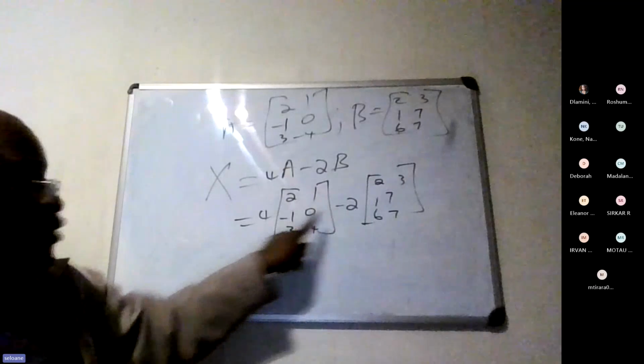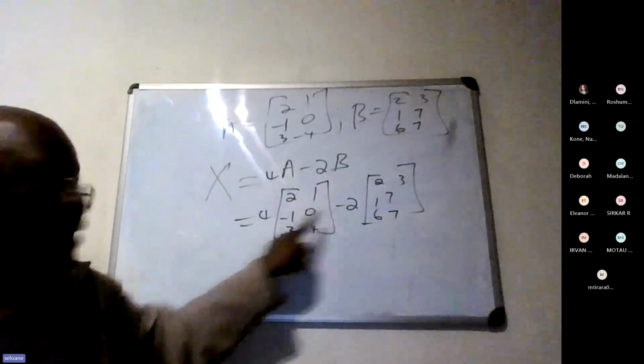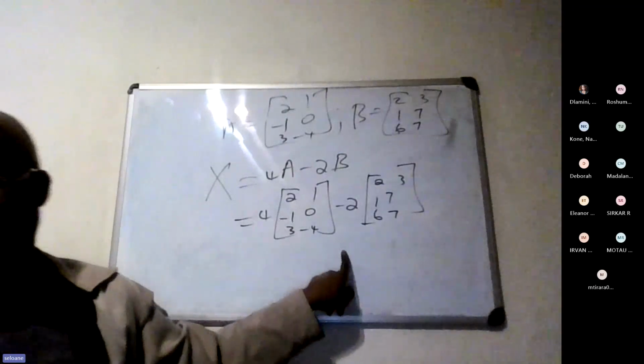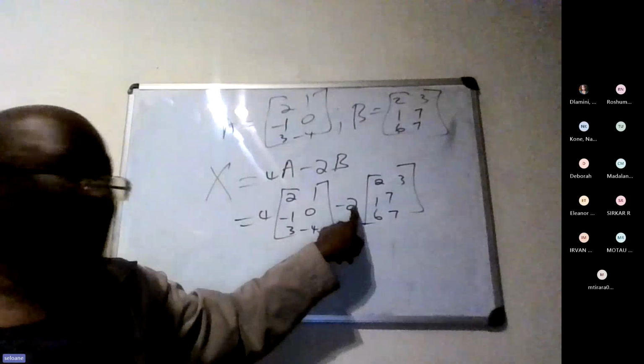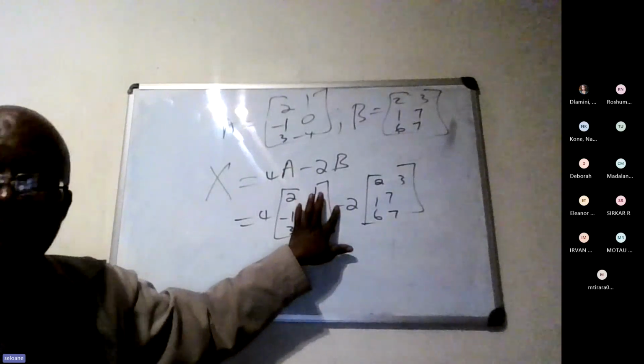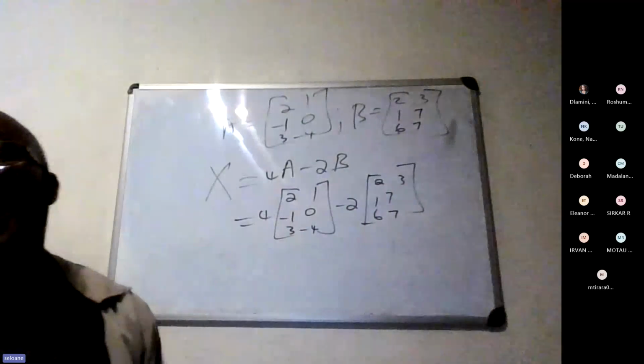Then it will be 4 multiplied by 2, 4 multiplied by 1, 4 multiplied by minus 1, 4 multiplied by 0, 4 multiplied by 3, 4 multiplied by minus 4. The same thing here, this minus this 2, you can just say, forget about the minus for a while, take the 2 and multiply it by each entry inside this.